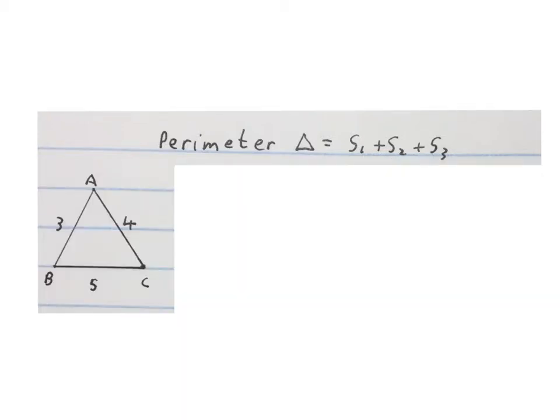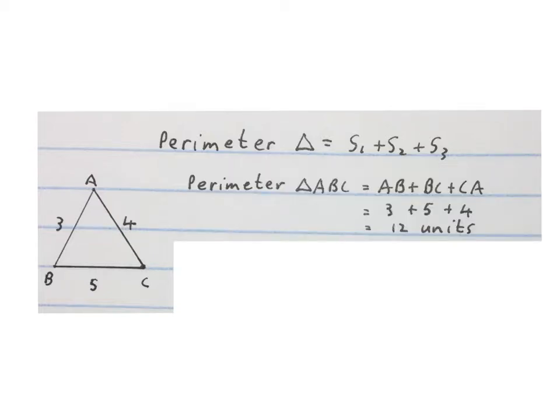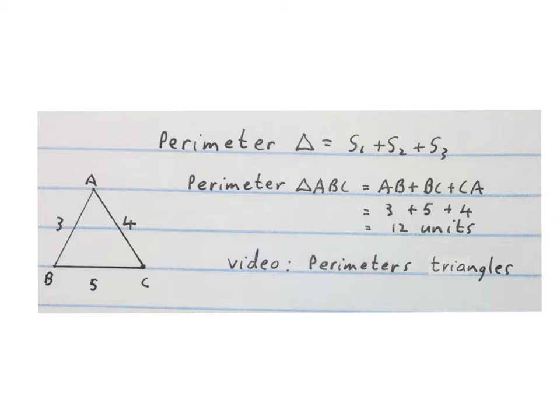So to work out the perimeter of this triangle, you will just write perimeter of triangle ABC is AB plus BC plus CA. Fill in the numbers, get the final value and say units. If it was centimeters, you'll write centimeters. If they don't say anything, you just write units. If you don't understand this, look at the videos on perimeters of triangles.